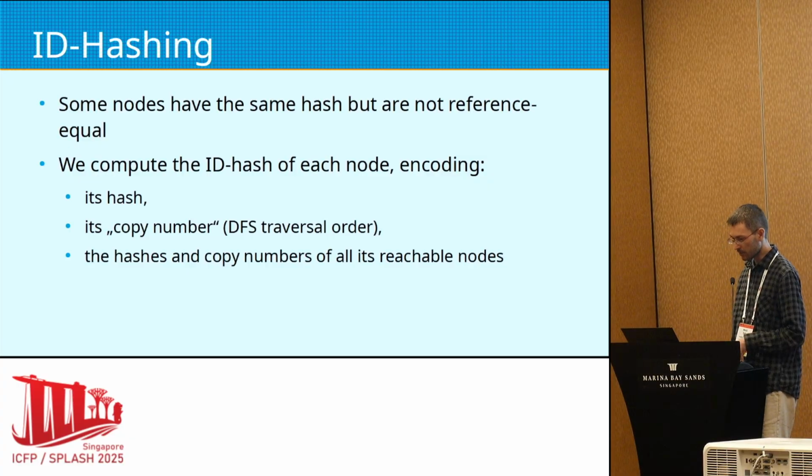Okay, now again here's the problem. Some nodes have the same hash, but they are not reference equal, because we can have specific cases when two nodes have the same hash, but they are really just copies of the same data. So we solved this by computing the ID hash of each node. The ID hash of each node encodes its hash, its copy number, which is just the DFS traversal order, and the hashes and copy numbers of all reachable nodes transitively again.